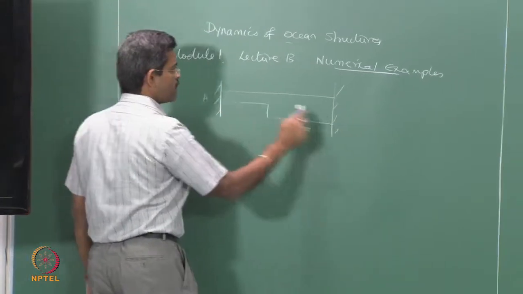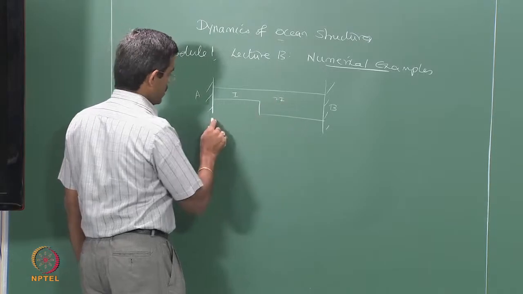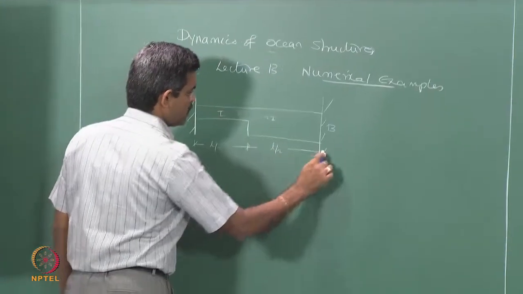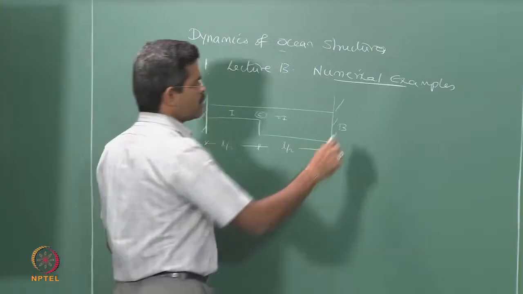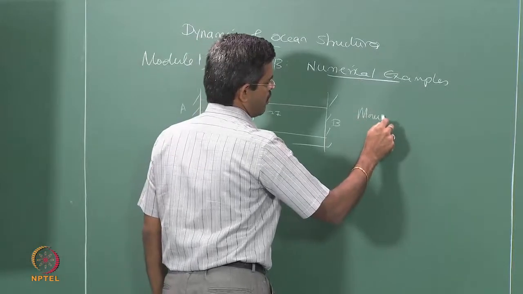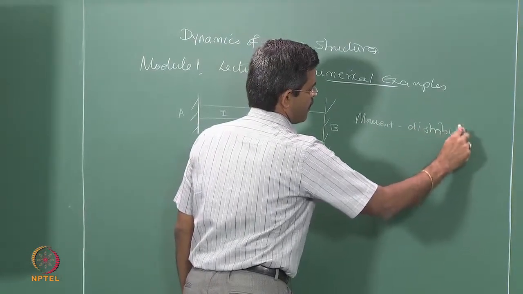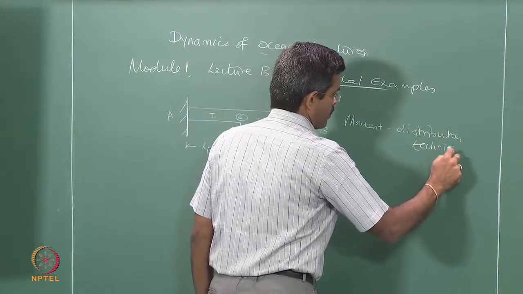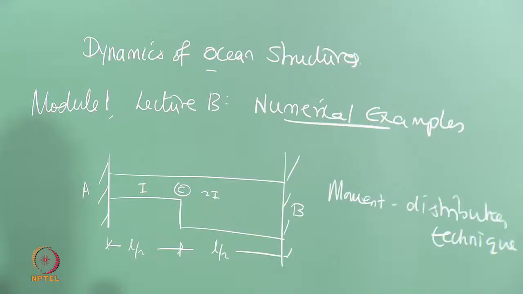Let us say I have a fixed beam with variable moment of inertia. So, this is I and this is 2I, and let us say the length of each segment is L by 2, and let us say this is point C, and we are going to use the moment distribution method, or the moment distribution technique, to actually find the equivalent stiffness of the section.